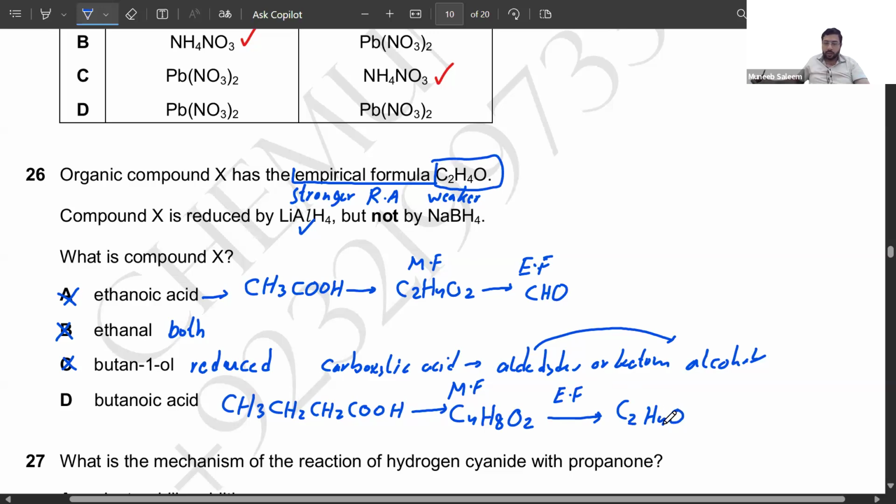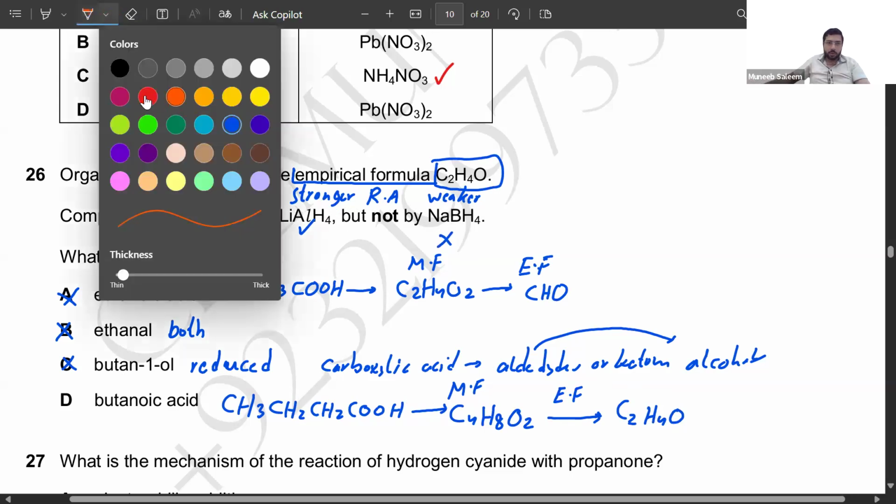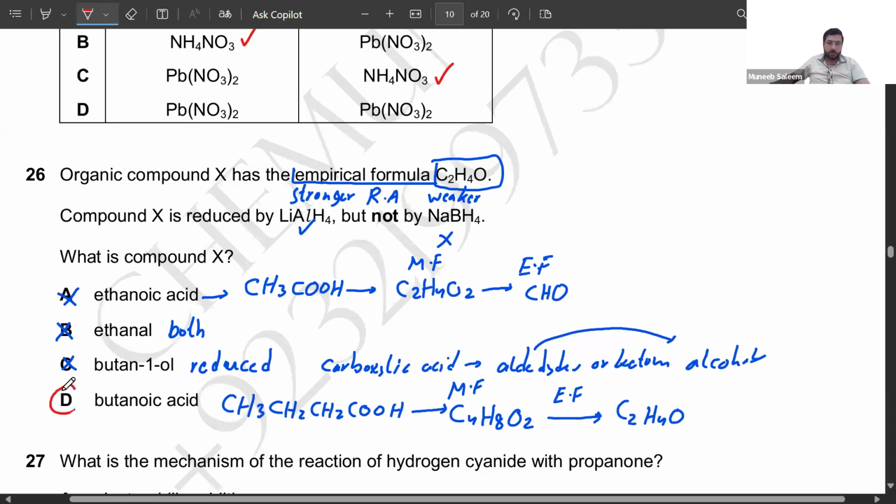So this is the real compound which can only be reduced by the LiAlH4 and not by the NaBH4. So that's why the correct option becomes the D option.